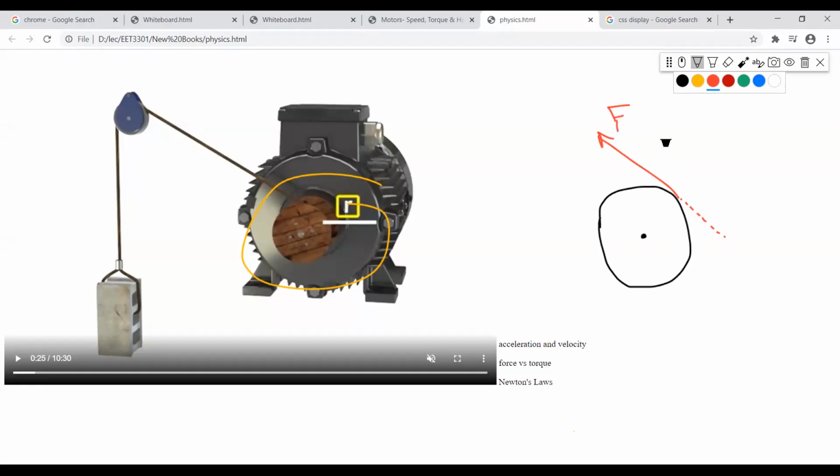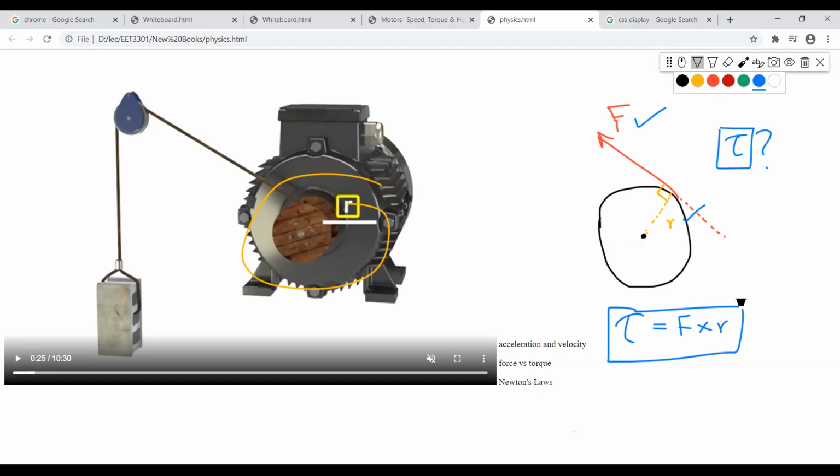In order to calculate torque, what you need to do is multiply this force by the perpendicular distance r, basically the radius of the pulley. So the multiplication of these two is going to be torque, F multiplied by r. I hope that is clear.